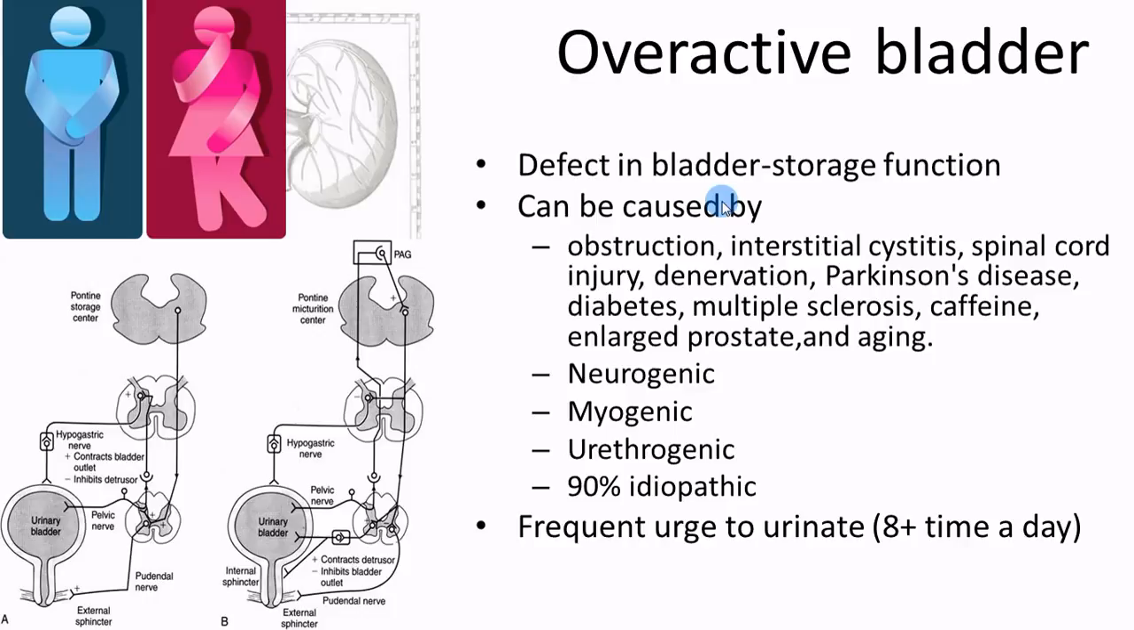And it can be neurogenic, so neuron reflex loop. It can be myogenic, which means it's the muscles with a problem, it can be urethrogenic, where there's stimulation of the urethra and it makes you feel like you have to go. 90% of these cases, we don't know exactly what's happening, but we do know that it's happening. So a lot of times it's associated with things like caffeine, Parkinson's, prostate issues, blah, blah, blah, but we don't know exactly the causes.